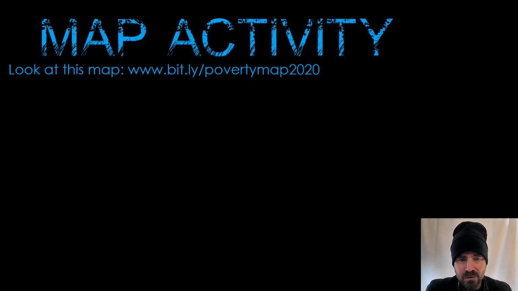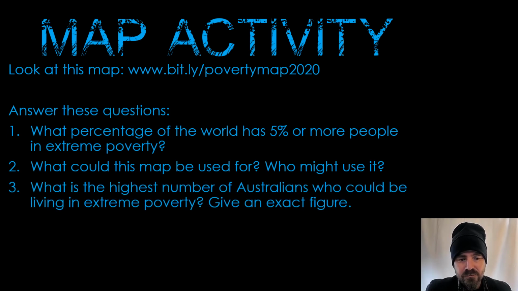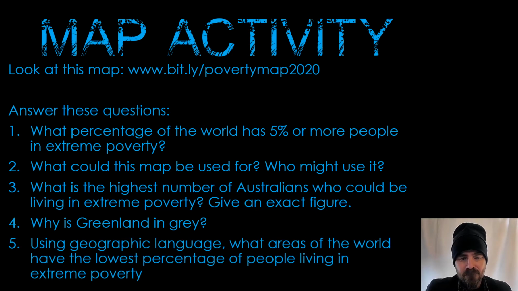Here's a map activity. Check out that map, go to that site, and I want you to answer these questions about the map. Answer all these questions in your exercise book. Question 3 is not a trick question, but it does require a few steps. Because the map shows you percentages of population, if you want to give the exact figure, you might have to figure out what Australia's population is as one of the steps in answering that question. That is my hint for you.